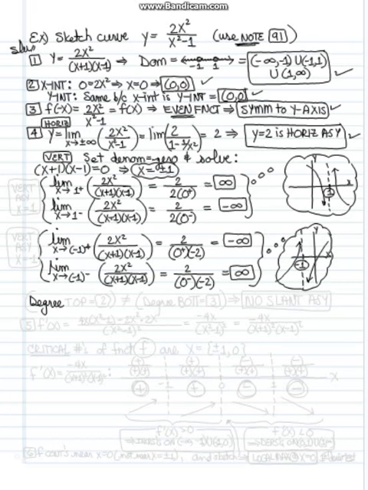Now, consider the possibility of slant asymptotes. They're called oblique asymptotes. In this case, the degree of the top is equal to 2, and that's not equal to the degree of the bottom, which is 3. So that means there's not going to be any slant asymptotes. You can read about those in your book.